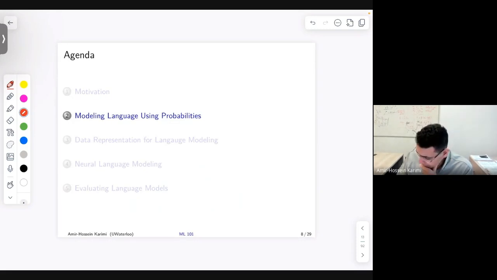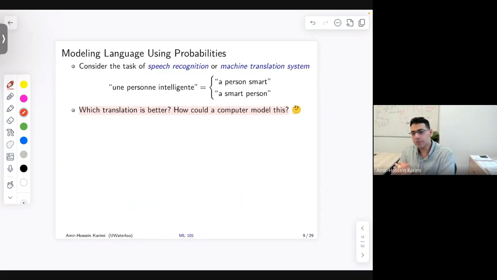Let's try to formalize this problem. I'm going to consider the task of speech recognition or machine translation. And I have a sentence in French which says "une personne intelligente". And this has two possible translations, which is "a person smart" or "a smart person". Now, which of these translations is better? And how could a computer model this? What do we think?